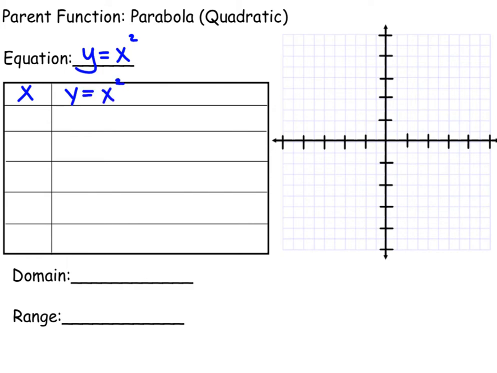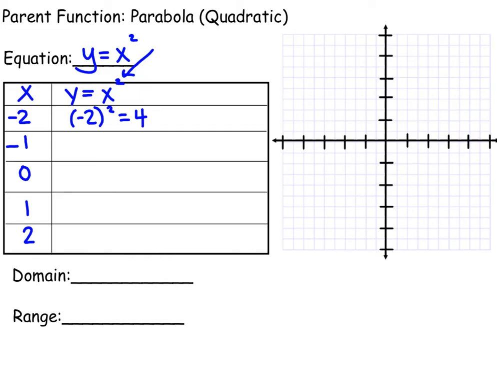I'm going to pick some numbers for x, for my domain: -2, -1, 0, 1, and 2. And we're going to evaluate it for the equation. We're going to be substituting our x into the equation. So let's start off with the first one, -2 squared. -2 times -2 is 4. So let's go ahead and graph that one first.